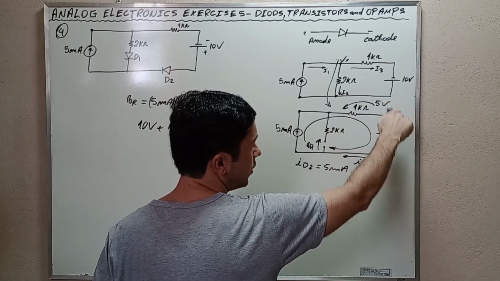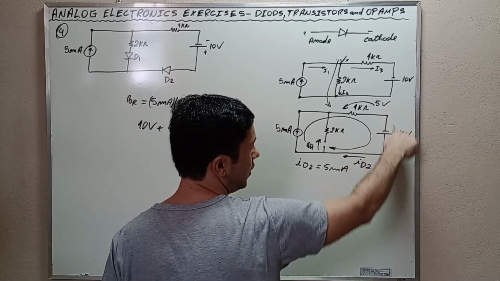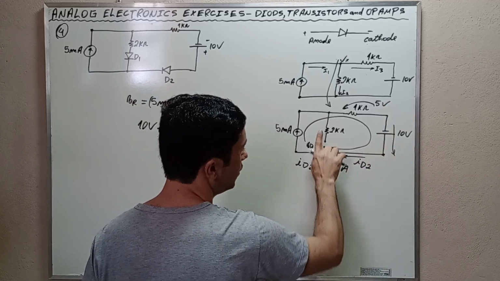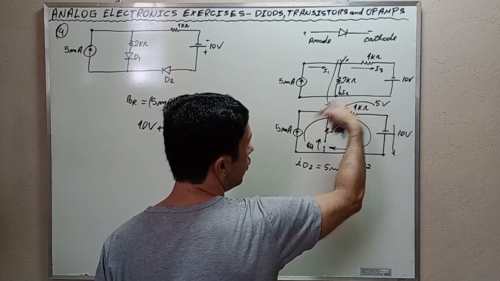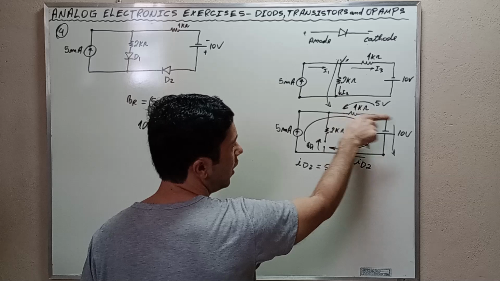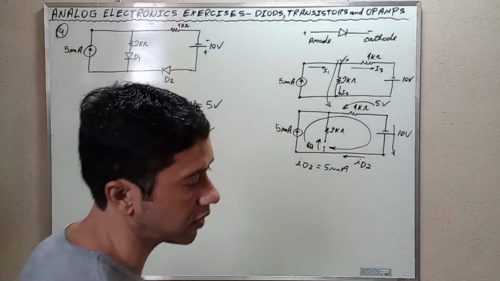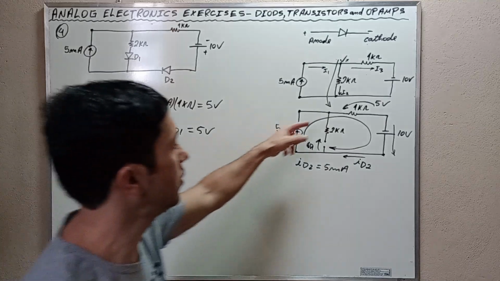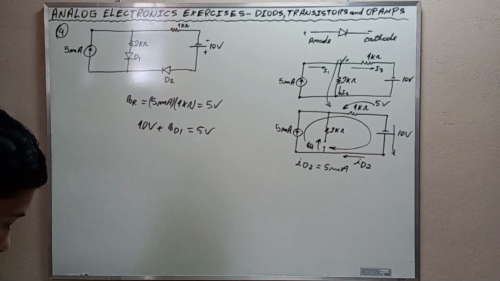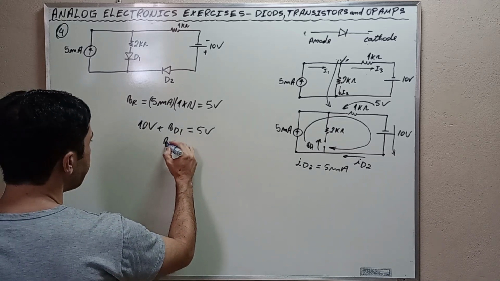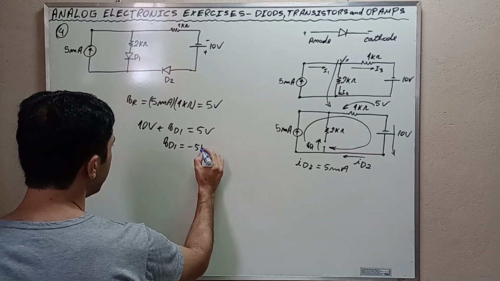10 volts is pointing downwards, okay? You have to understand this, that it is pointing downwards. VD1 is this, and we have 5 volts in this direction because the current of the current source flows in this direction here. Then we have this equation here, and we find that VD1 is equal to negative 5 volts.